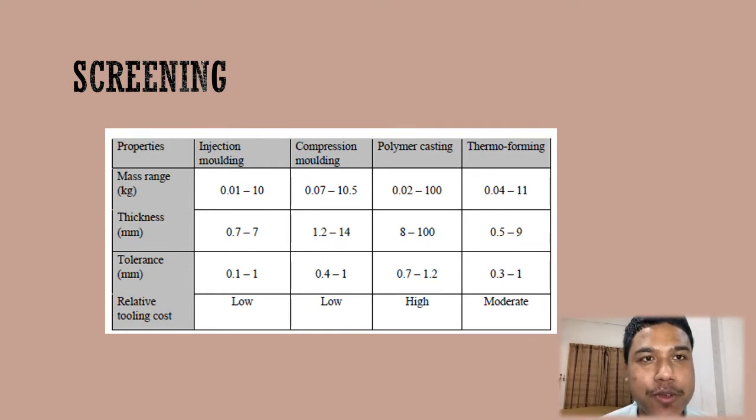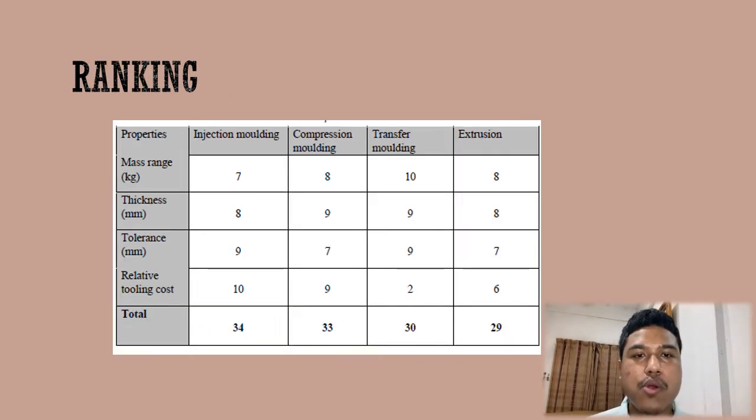For screening, we will choose the process that is suitable for manufacturing the plunger in terms of mass, thickness, tolerance, and relative tooling. Ranking is to pick a process that satisfies all the requirements in manufacturing the plunger. As in the table, injection molding has been chosen as it scored the highest.